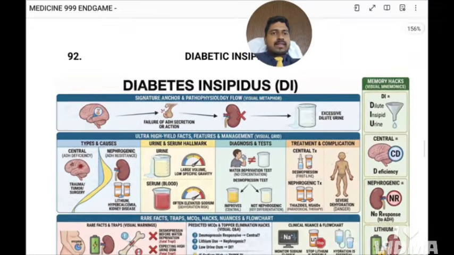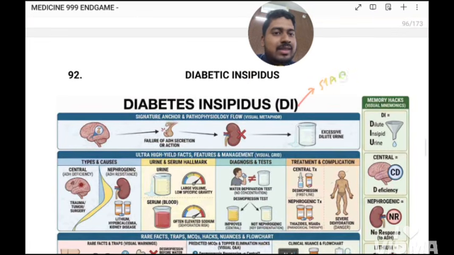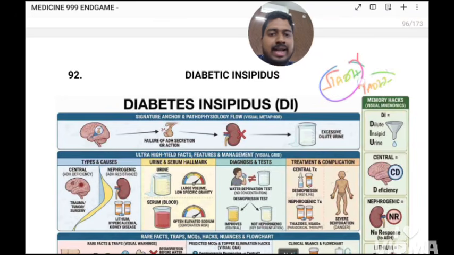Next, we'll go to diabetes insipidus. Next we are going ahead with diabetes insipidus, and one more is SIADH. So these are at the opposite extremes. In SIADH, we have increased secretion of ADH, and in diabetes insipidus, we have failure of ADH secretion.